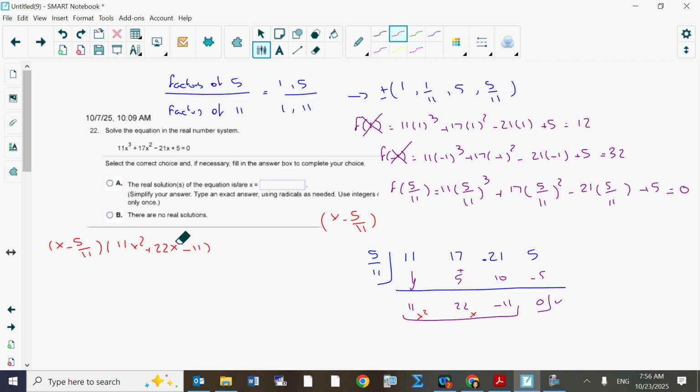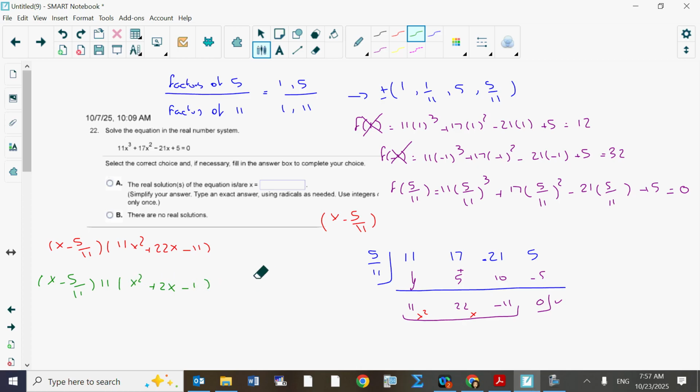Now I'm going to factor this. First of all, I can factor 11 out because all three terms have 11. I'm going to write the x minus 5/11 and write the 11 outside of that, x squared plus 2x minus 1. Now, can I factor this? Can I find two numbers that add up to 2 and multiply to 1 times negative 1?